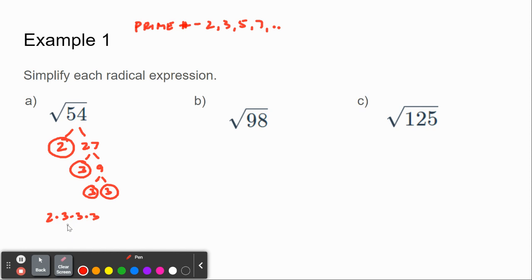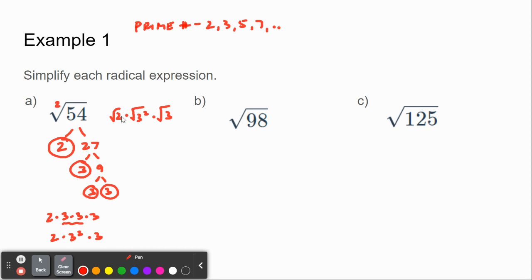Well, we want squares because this square root has an imaginary 2 there. So I'm going to group these two 3s using a square. I'm going to do 2 times 3 squared times 3. So I've taken these two 3s and grouped them. Now I'm going to rewrite the square root of 54 as three separate square roots: the square root of 2 times the square root of 3 squared times the square root of 3. Three separate square roots using that product rule.